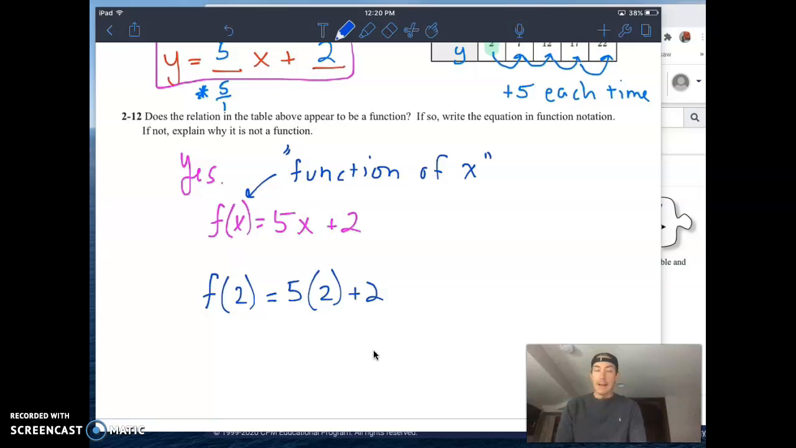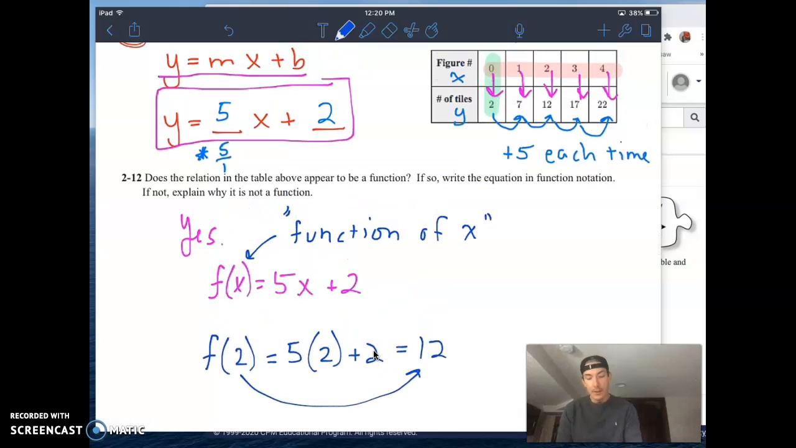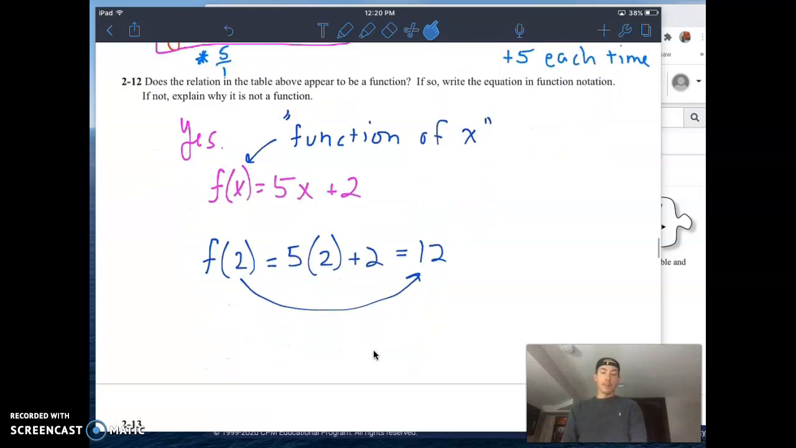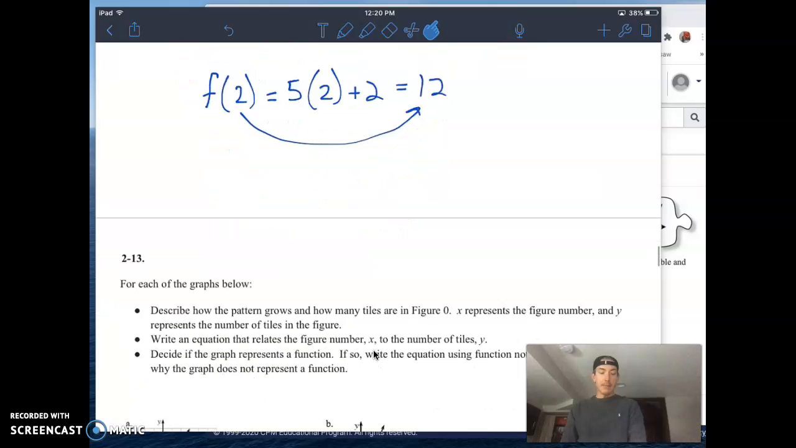And I'll do a little bit of math. 5 times 2 is 10. 10 plus 2 is 12. So in this particular case, when I put in 2, I get out 12. Now, does that check out? Sure it does. Check out back up here. When I put in 2, I got out 12. And there's an advantage of function notation that we don't necessarily have as cleanly in slope-intercept form or y equals mx plus b notation. Let's keep on keeping on.